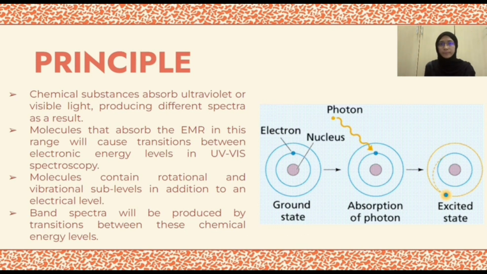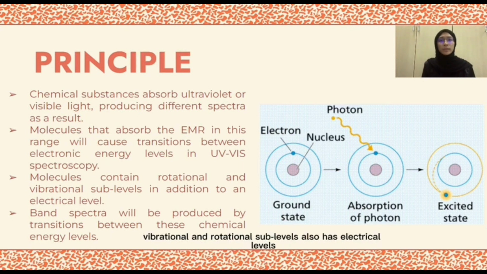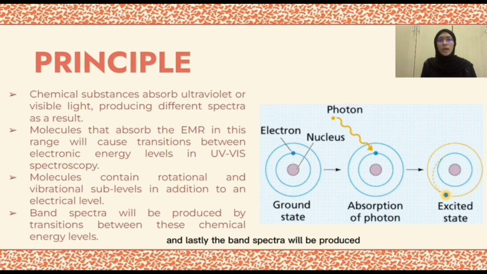is being absorbed. As a result, the electron moves rapidly from its ground state, which is a condition with a little amount of energy, to the excited state, an energy state with a relatively large amount of energy associated with it. So, the third principle is that molecules that contain vibrational and rotational sublevels also have electrical levels. And lastly, the band spectra will be produced by transitions between these chemicals' energy levels.